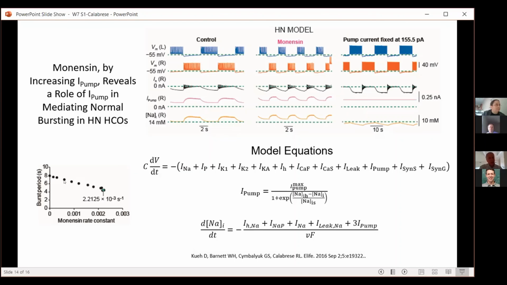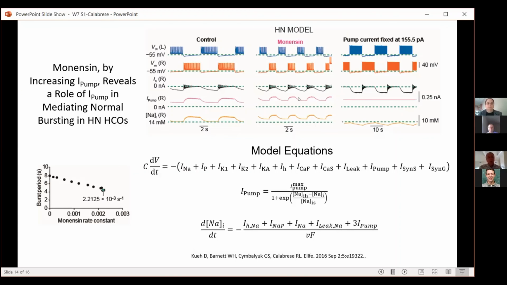And as you add more and more monensin to the system, therefore more and more internal sodium, then you get a decrease in period. What was interesting here is that the pump's current shifts upward as a result of changing the internal concentration of sodium, because the baseline sodium concentration moves upward.